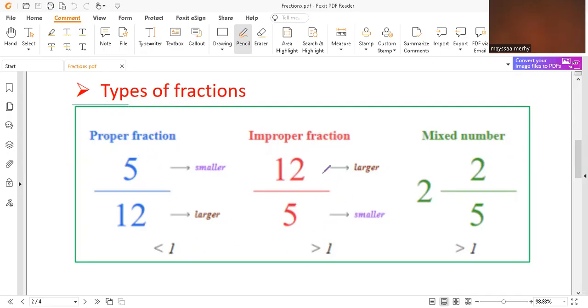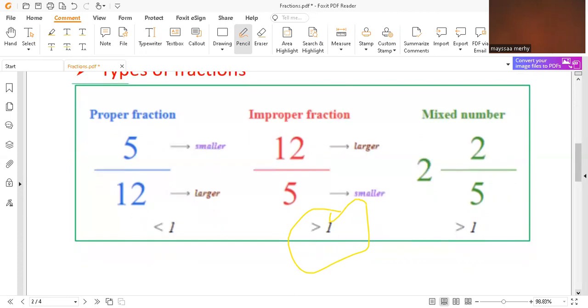The improper fraction is the opposite. Normally it is a fraction, a quotient of two numbers, but where the numerator is larger than the denominator. So when the numerator is larger than the denominator, we should know that the fraction is equivalent to a number greater than 1.